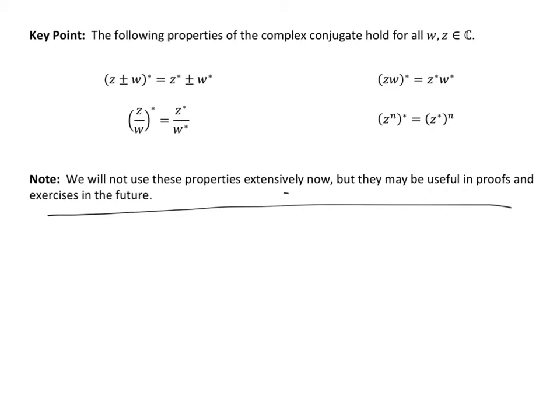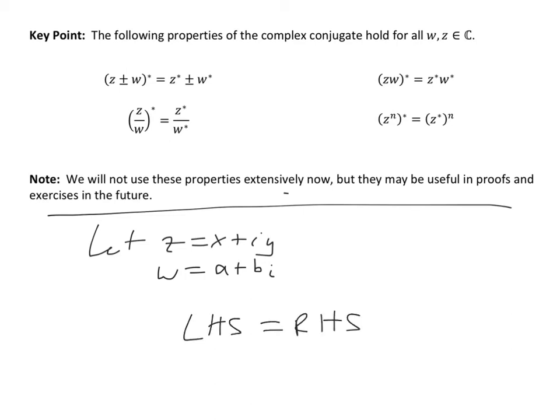And again, if you were asked to prove this, what you would really do is let z be x plus iy and w be a plus bi, and then you would do this side using these things, and this side using these things, and you would show that the left-hand side is equal to the right-hand side. So the video is getting kind of long, so I don't want to go through the proof of any of these. I think we've done enough proof work. I want to get to some other examples now.